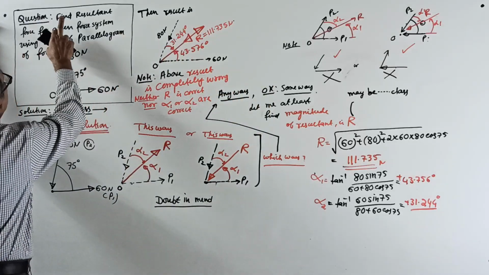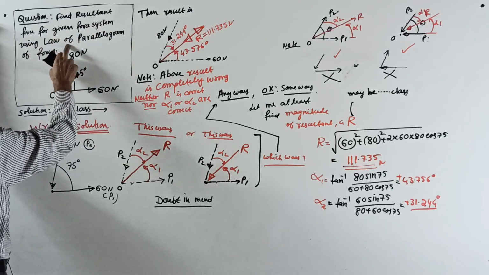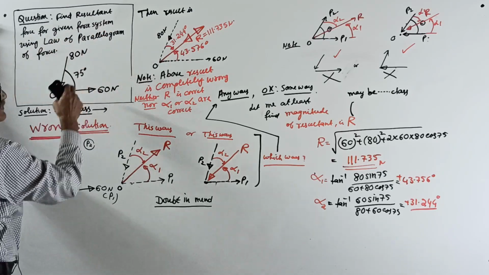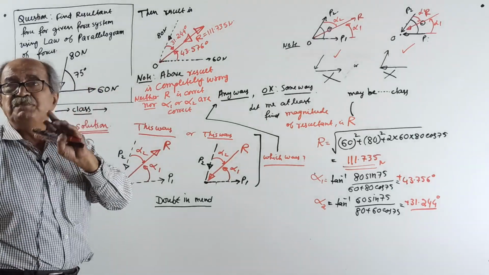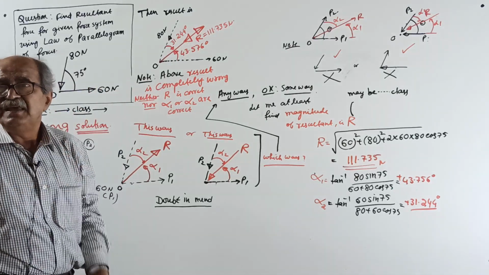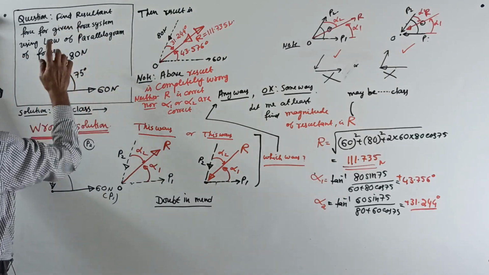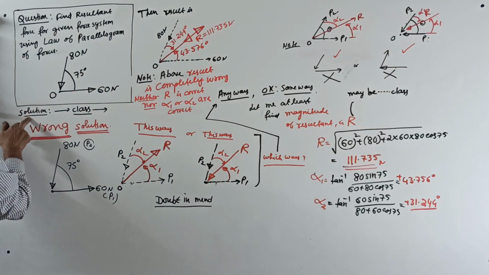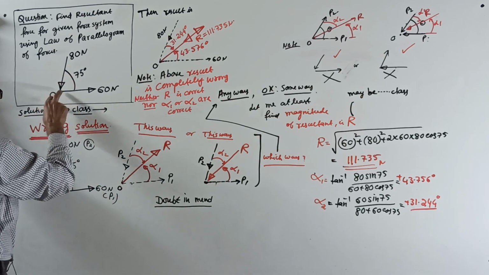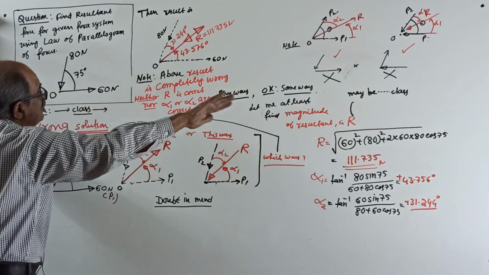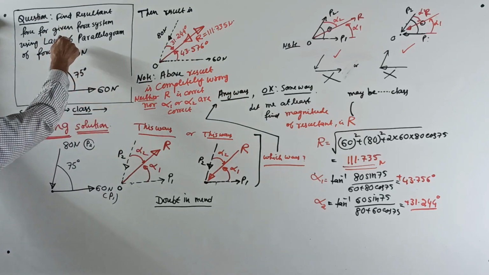Okay, now come to this question. Find resultant force for the given force system using law of parallelogram of forces. Actually, remember, this I have not explained earlier. Actually, now it is better because now you know everything, easy to understand. 60 Newton, 80 Newton, 75 degrees. Given question. Solution in the class right here. Yes, one of the forces is going away from the joint, the other is coming towards the joint, or one outgoing, one incoming.